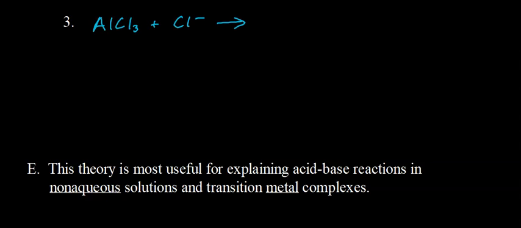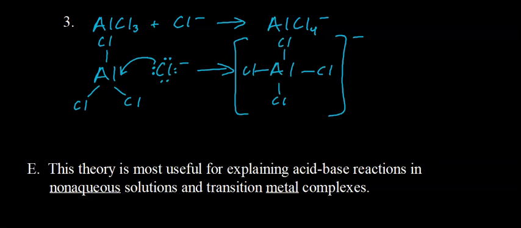So aluminum trichloride can react with more chloride ions to form... Go ahead and draw Lewis structures for this whole thing. Go ahead and pause the video while you do that. Whole equation using Lewis structures. So here's what we end up with. We have aluminum again that has an empty orbital. Chloride has just electrons that it's not sharing with anybody. So one of those electron pairs can be used to make a covalent bond with aluminum.